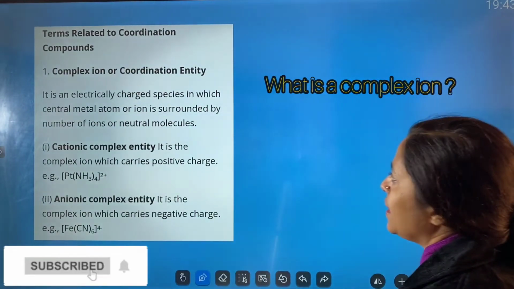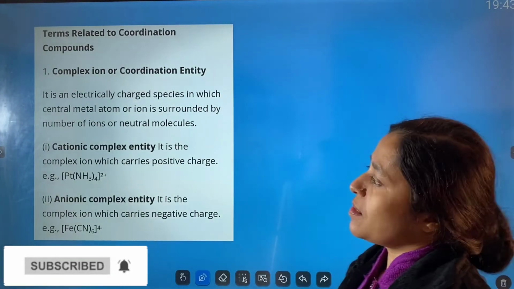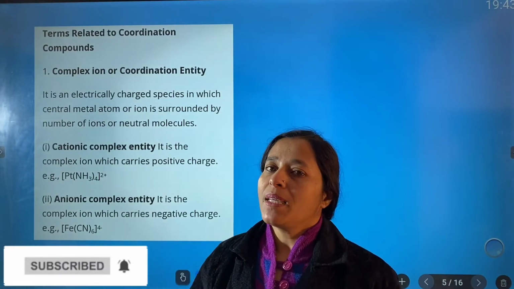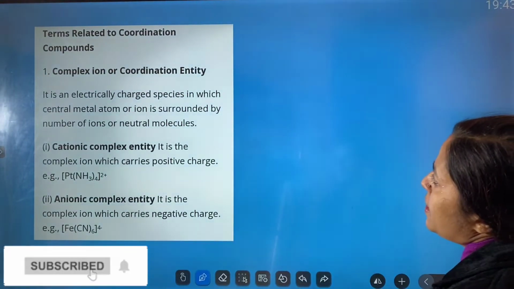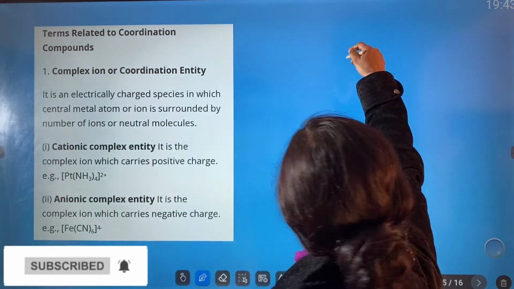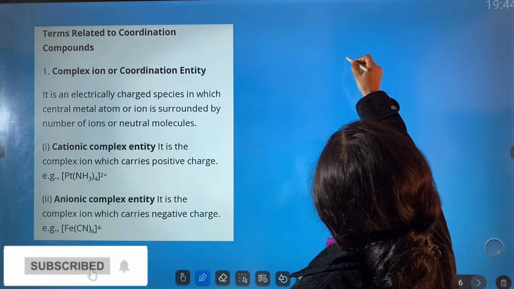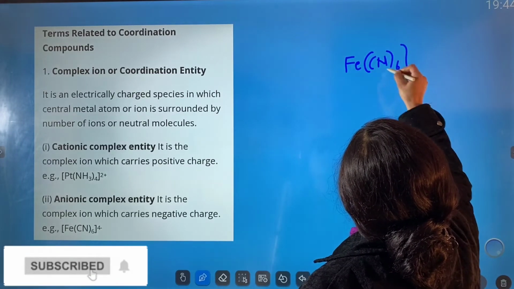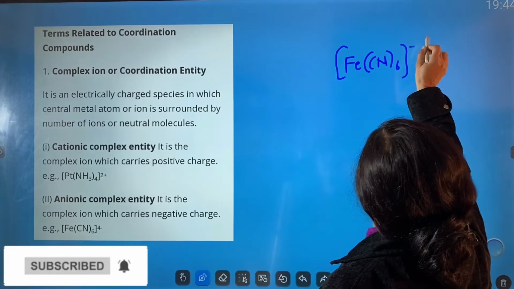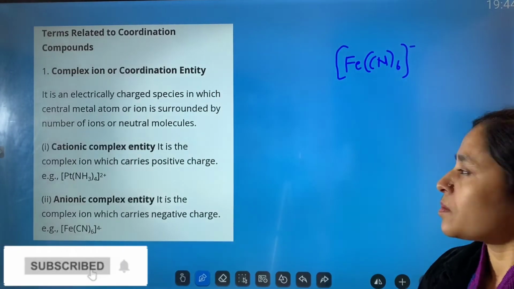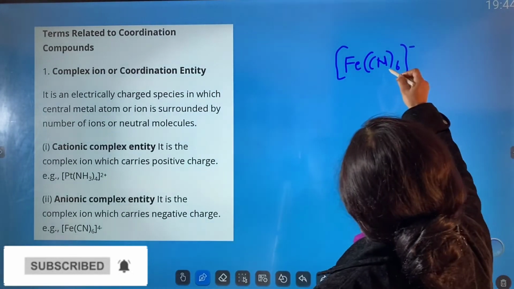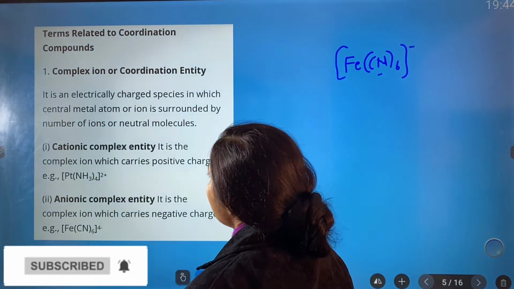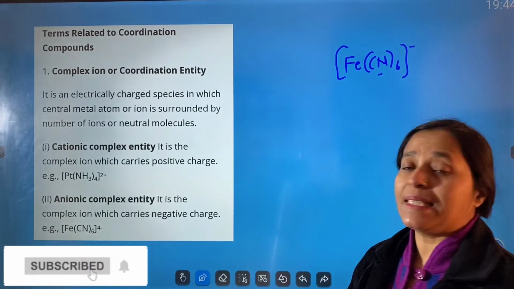The next one is complex ion. What is a complex ion? It's an electrically charged species. As the name suggests, it's an ion, so it may be positively charged or negatively charged. It is surrounded by a number of ions or neutral molecules. For example, if I just write it like this, such an ion is known as a complex ion because it is surrounded by a number of ions that are known as ligands.